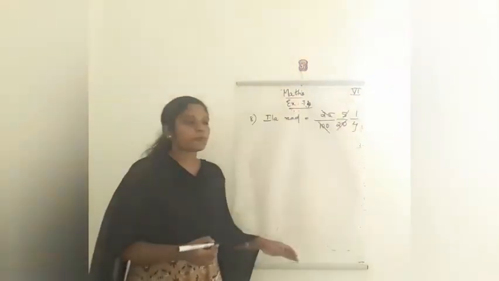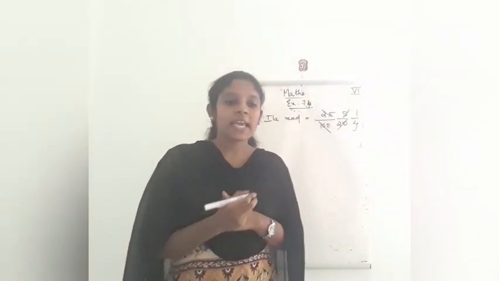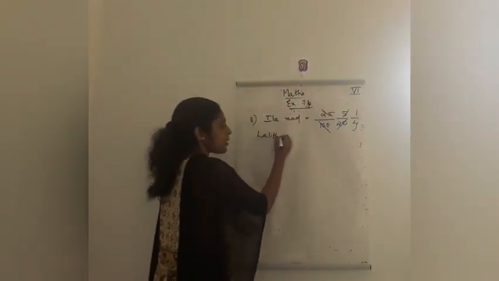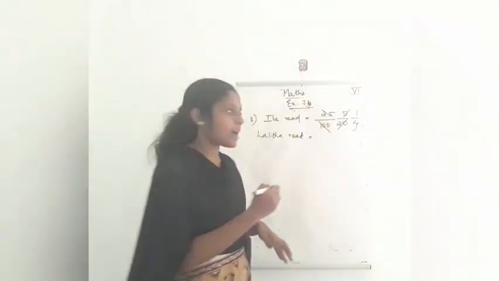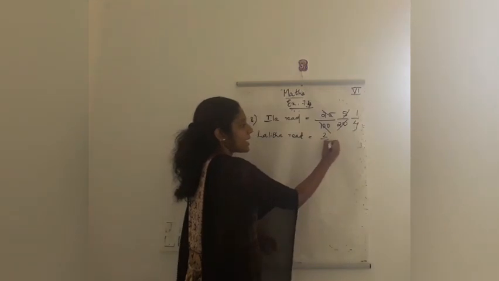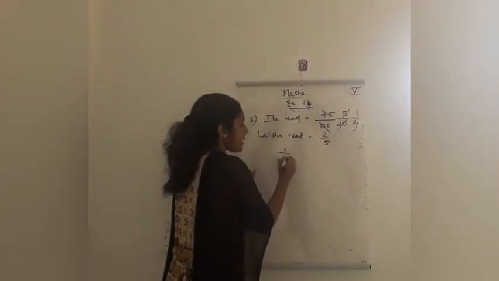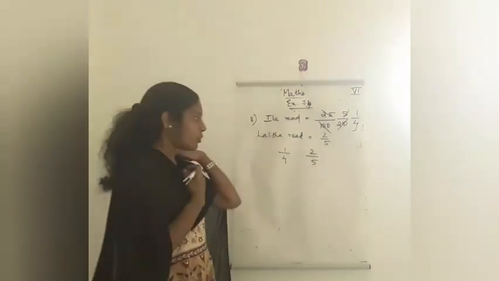In the 5 times table itself, 4 into 5s are 25. Now 1 by 4 you cannot simplify it again. Now what is the fraction Lalitha read? It is already given there. Lalitha has read what fraction? 2 by 5. Okay, so who read less? That is what you have to compare. 1 by 4 and 2 by 5.